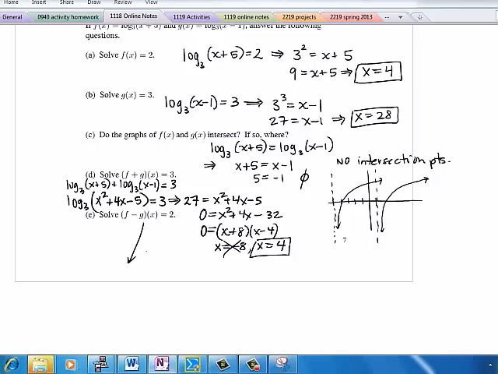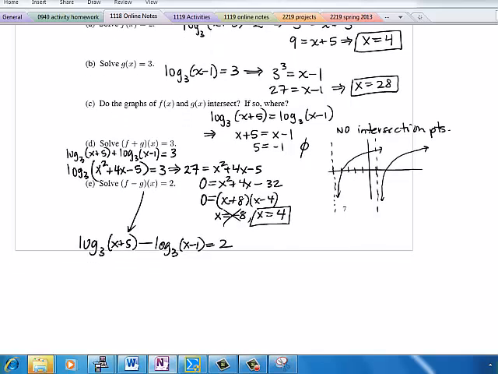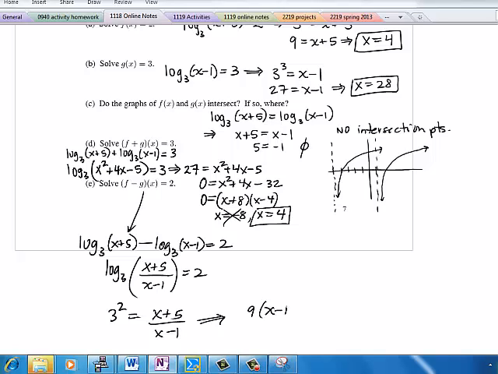f minus g of x equals 2. We would have log base 3 of x plus 5 minus log base 3 of x minus 1 equals 2. Combine again, so we'd have log base 3 of the quotient x plus 5 over x minus 1, and that's equal to 2. Then switch to exponential form. 3 squared, so 9, equals x plus 5 over x minus 1. Multiply both sides by x minus 1. We'll have 9 times x minus 1 equals x plus 5.